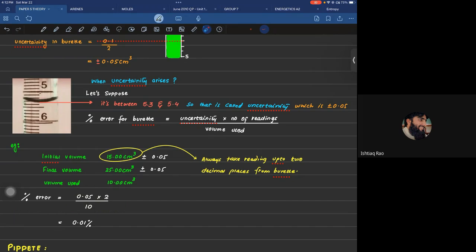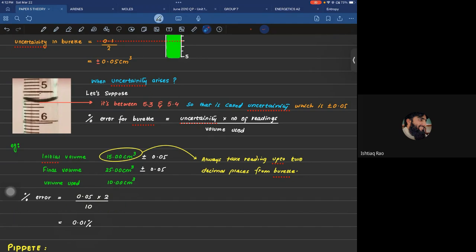So for those apparatus that we use twice, we have to multiply the uncertainty by 2 and then divide it by the total volume. In this case, that is 10. So I got an error that is 0.01%. This is called the percentage error for the burette.